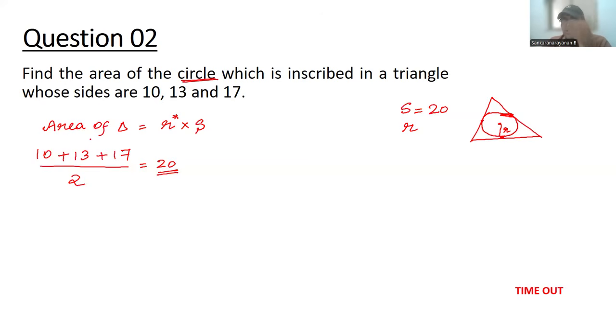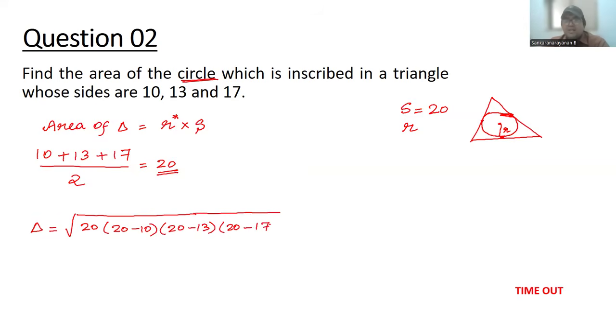So when I was just going through 10, 13, 17, I don't see any relationship there, like a right angle triangle or anything like that. So I have to use Heron's formula to find the area of the triangle. That will be equal to the root of semi-perimeter S into S minus A into S minus B into S minus C. You got it? So that is going to give you the area of this given triangle.